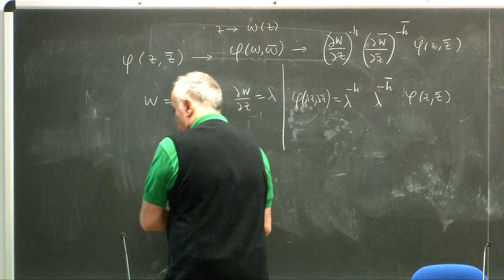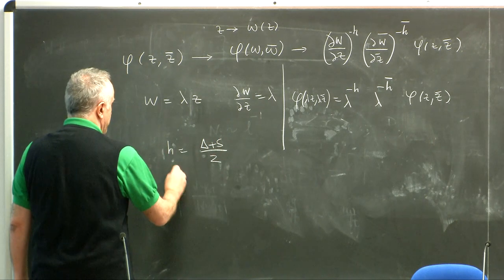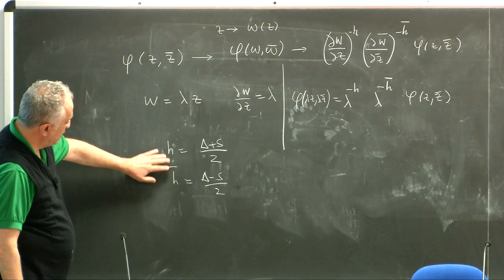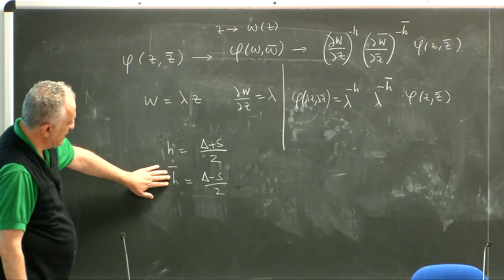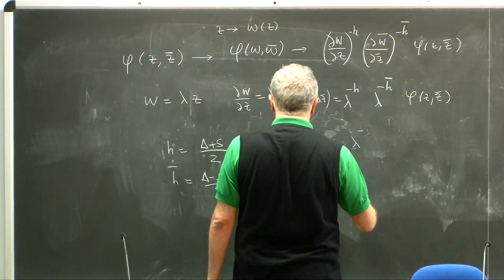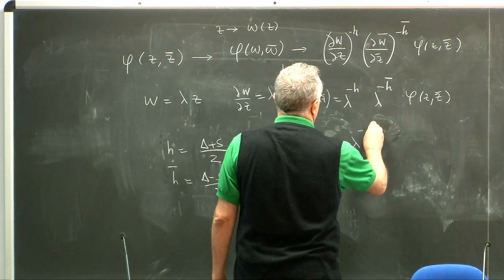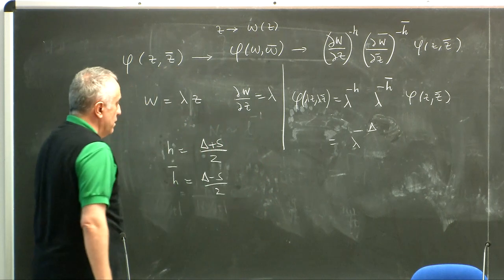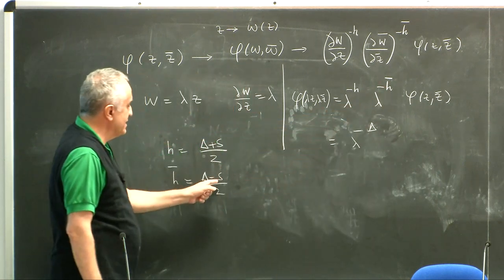Now I can divide h into two components, and h bar as delta minus s, divided. This shows you that I'm not really thinking of h bar as the complex conjugate of h, but just a different number, the number by which z bar does its scaling. So this now looks like lambda to the power minus (h plus h bar), minus delta, because I get one delta from here and one delta from there, and I have a lambda squared, and the s's cancel each other.